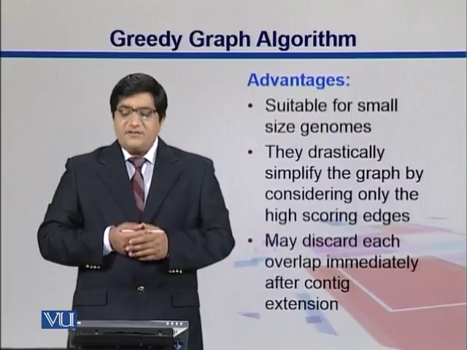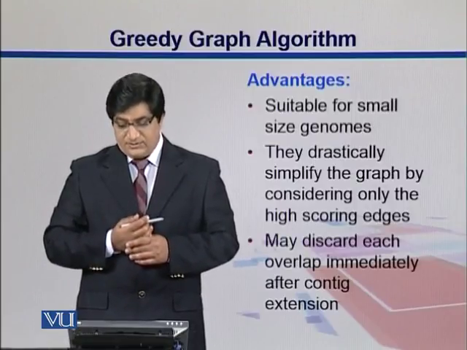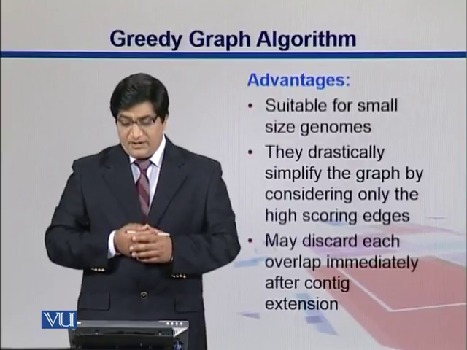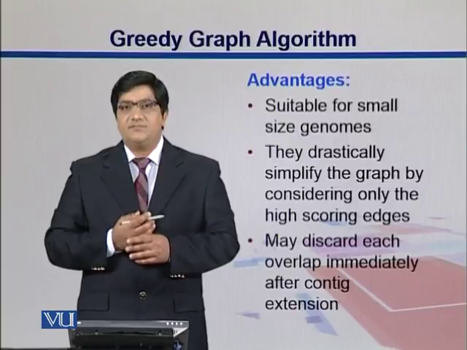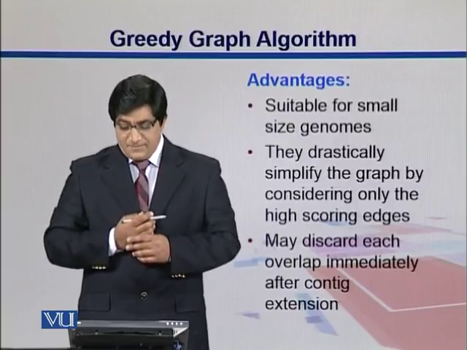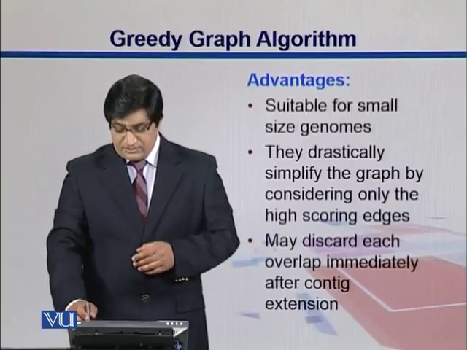The advantage of this is that it is suitable for small size genomes. They drastically simplify the graph by only considering the high scoring edges, only the edges where we can have those high overlaps. And we may discard overlaps after contexts are extended.